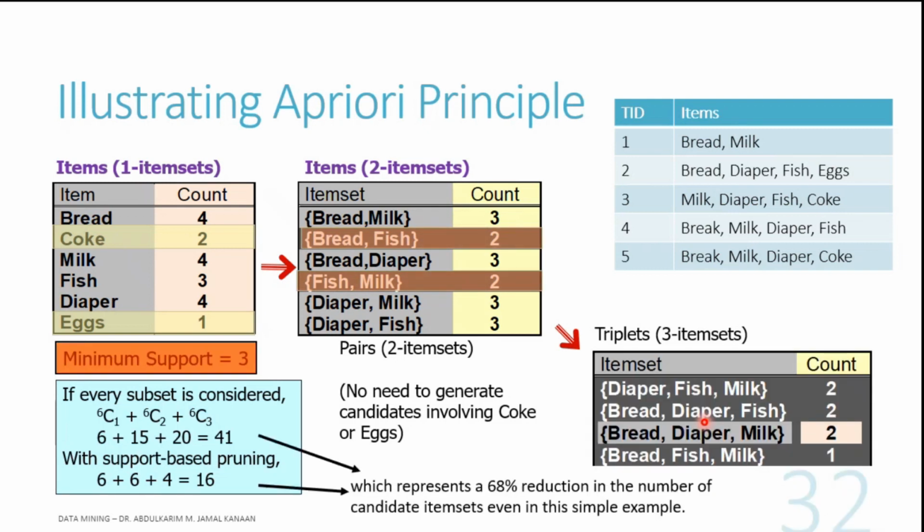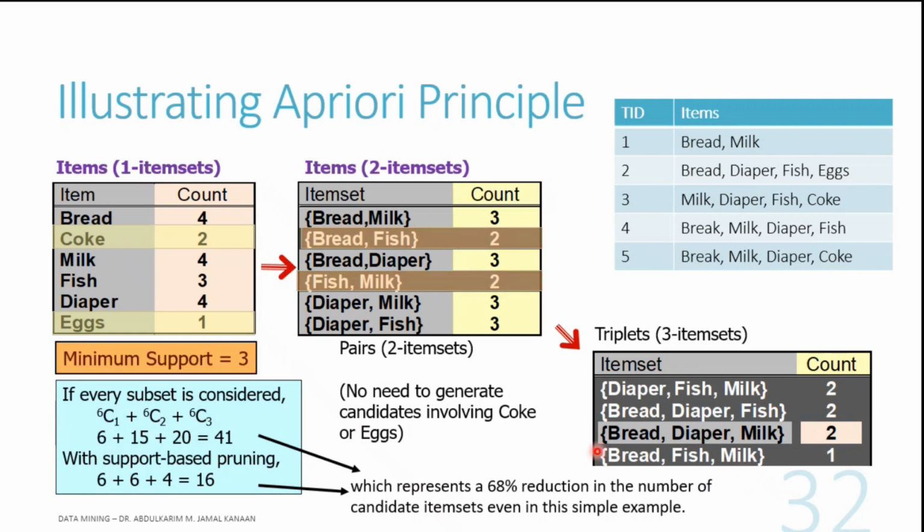However, if you calculate the count, you will notice actually none of them is going to be frequent. This is to prove the Apriori principle. Right? If the item set is infrequent, none of its supersets will be frequent. Never. Actually, you don't need to calculate the count for these 3 item sets: diaper, fish, milk, bread, diaper, fish, bread, fish, milk. This also will save time to calculate the support count. But if you calculate anyway, they won't be frequent.